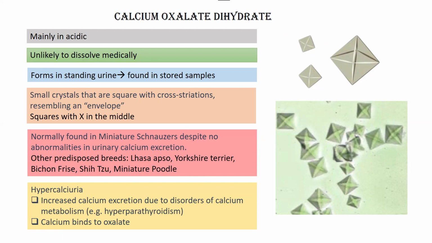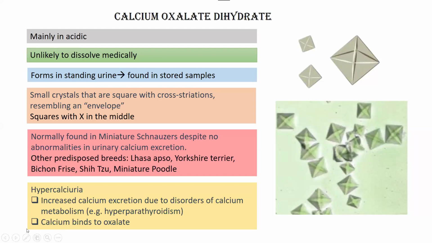crystals. Calcium oxalate crystals form in standing urine that is found in stored samples. Say you have a fresh urine sample that came in your lab today. You check the sample and you find no calcium oxalate dihydrate crystals, but after you store that sample in your refrigerator, and then 1 or 2 days later you recheck that sample, you're going to see calcium oxalate dihydrate crystals. So it is always found in stored or standing urine samples.